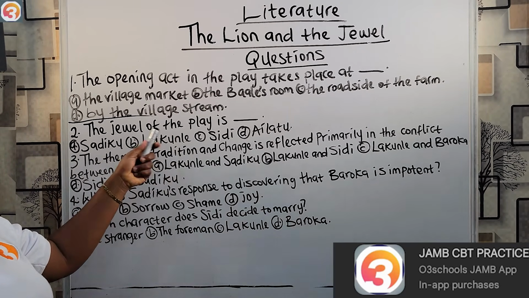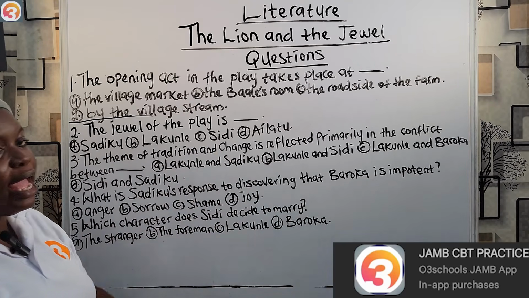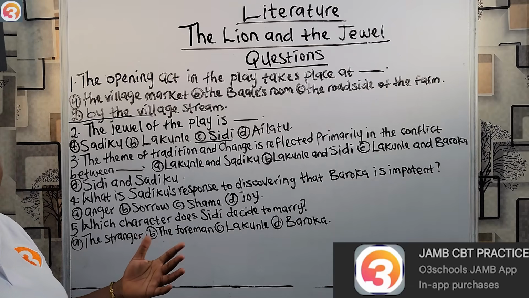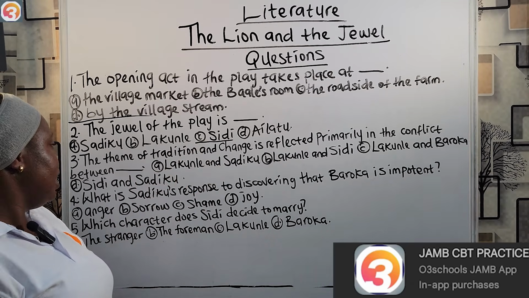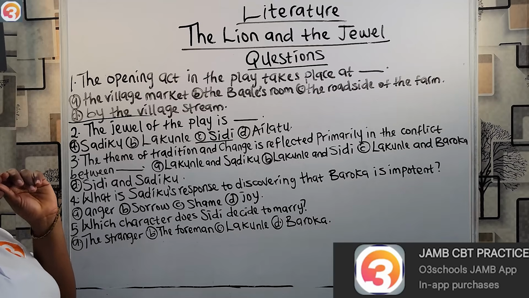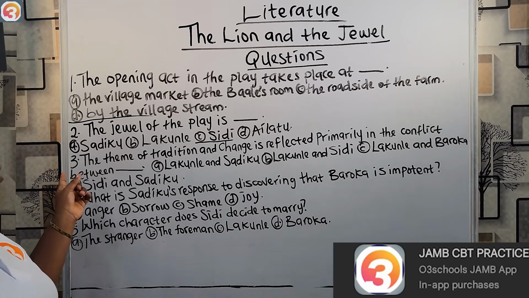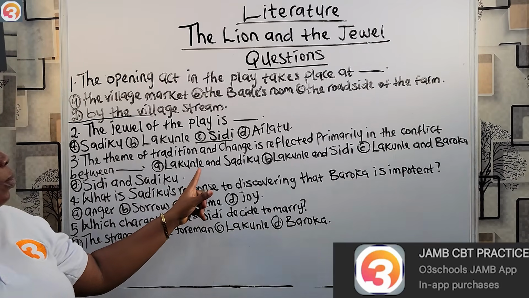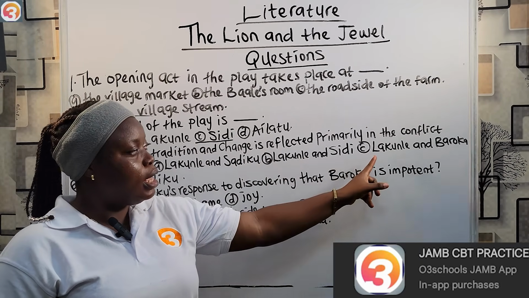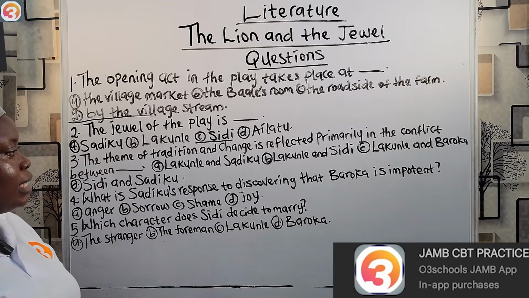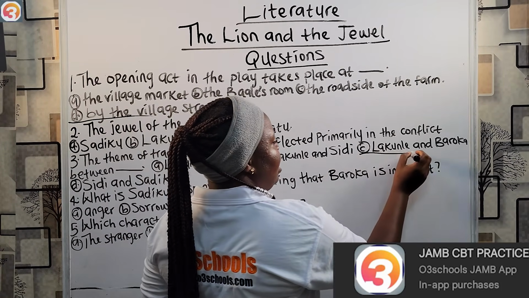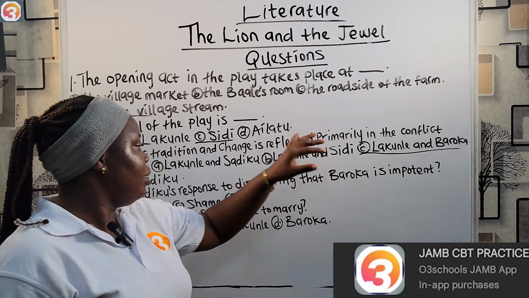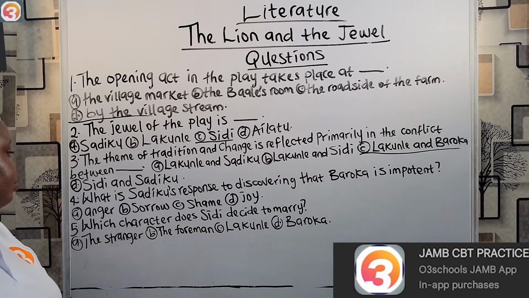Next, the jewel of the play is Sadiku, Lakunle, Sidi, Ailatu. Sidi represents the jewel. Lakunle and Baroka are both interested in her hand in marriage, and she decides which of them to get married to. The theme of tradition and change is reflected primarily in the conflict between Lakunle and Sadiku, Lakunle and Sidi, Lakunle and Baroka, Sidi and Sadiku. We have Lakunle and Baroka. Lakunle representing change or modernity, and Baroka representing tradition.